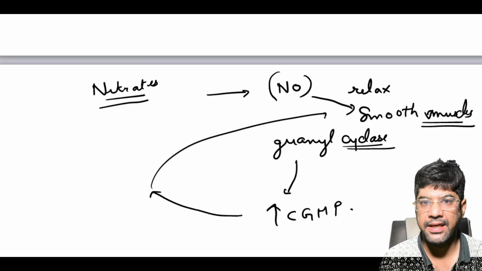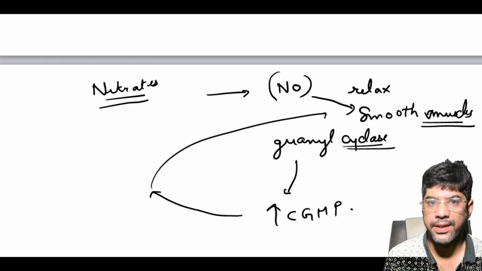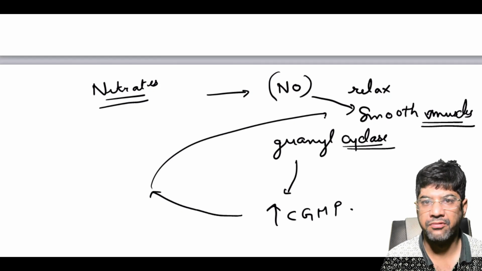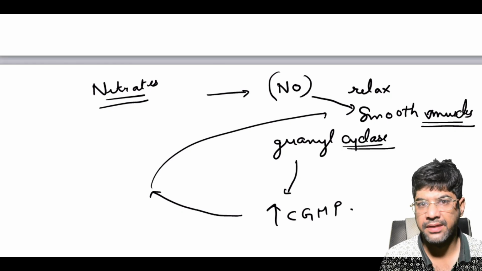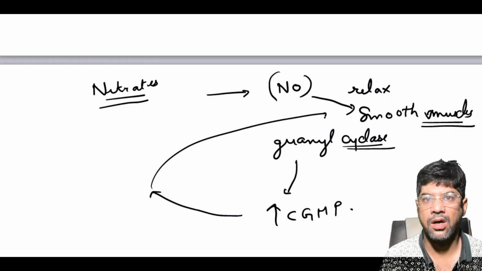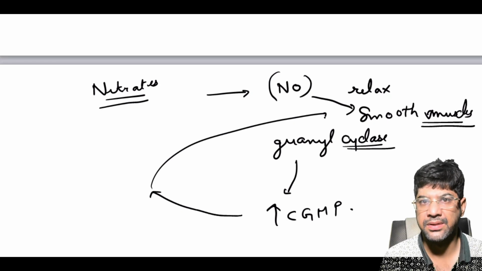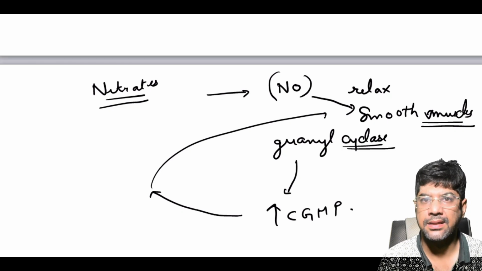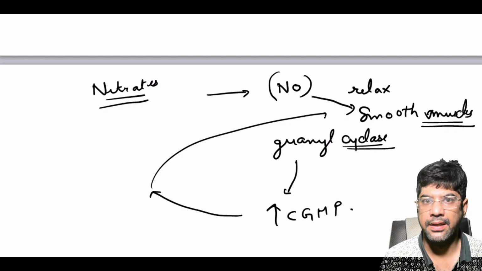So the relaxation of veins reduces the preload by allowing more blood to pool in the veins, decreasing the amount of blood returning to the heart. And the relaxation of arteries reduces the afterload by decreasing resistance, making it easier for the heart to pump blood out. Nitrates also help to relax the coronary arteries which supply blood to the heart muscle. That can be especially helpful in variant angina, which is caused by coronary artery spasm.